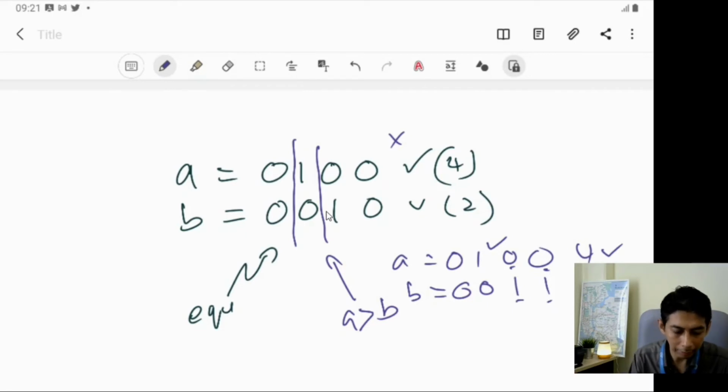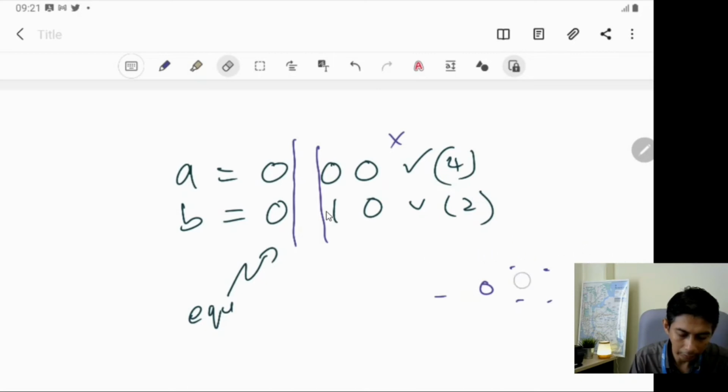Same as if we have something like this one. Okay, see? If we found that A is less than B here, the rest is don't care already. It will always be A less than B, because this bit is significant as compared to the rest.